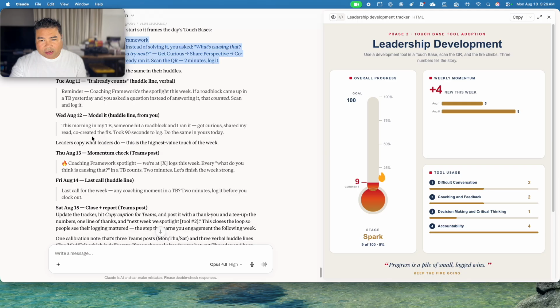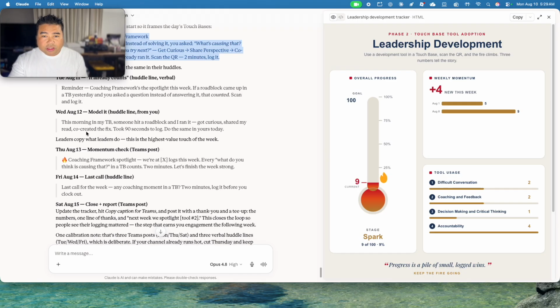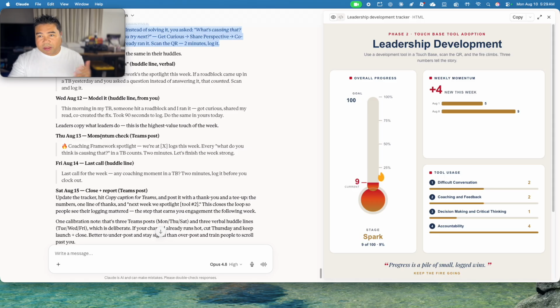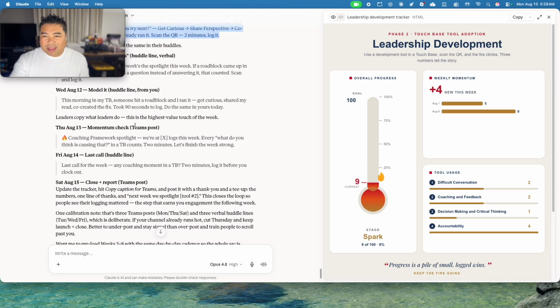Then Wednesday is telling us to model it. This morning in my touch base, someone hit a roadblock and I ran it: I got curious, I shared my read, I co-created the fix. Took nine seconds to log. Again, you're repeating the same three things over and over again. It's not so much on the creative side when it comes to these reminders or encouragement. I probably have to break down some samples of generalized touch base outlines that are common in our meeting sessions with our teams.